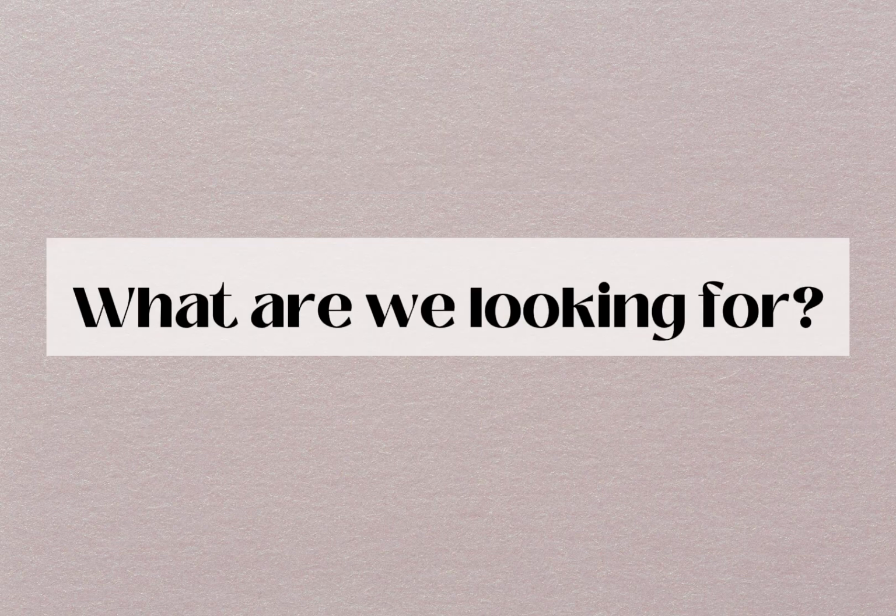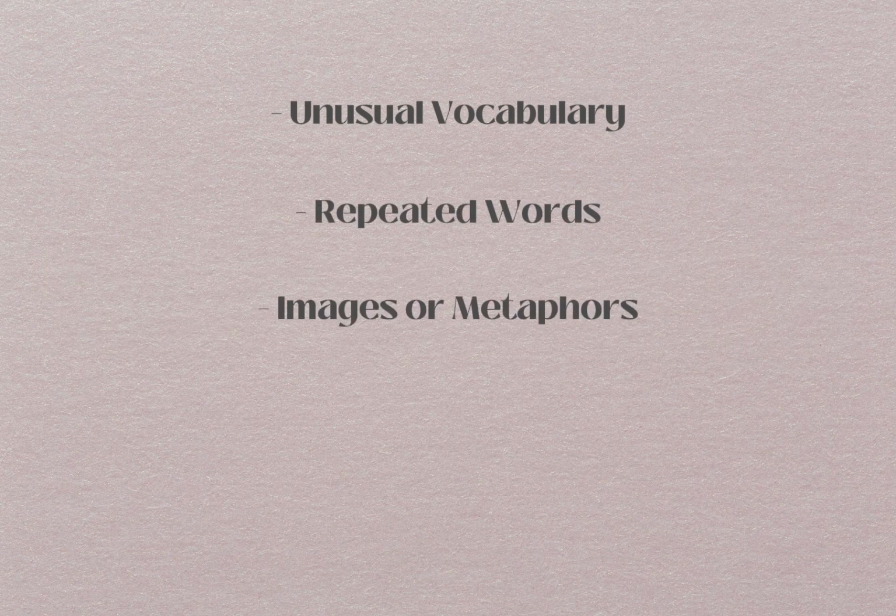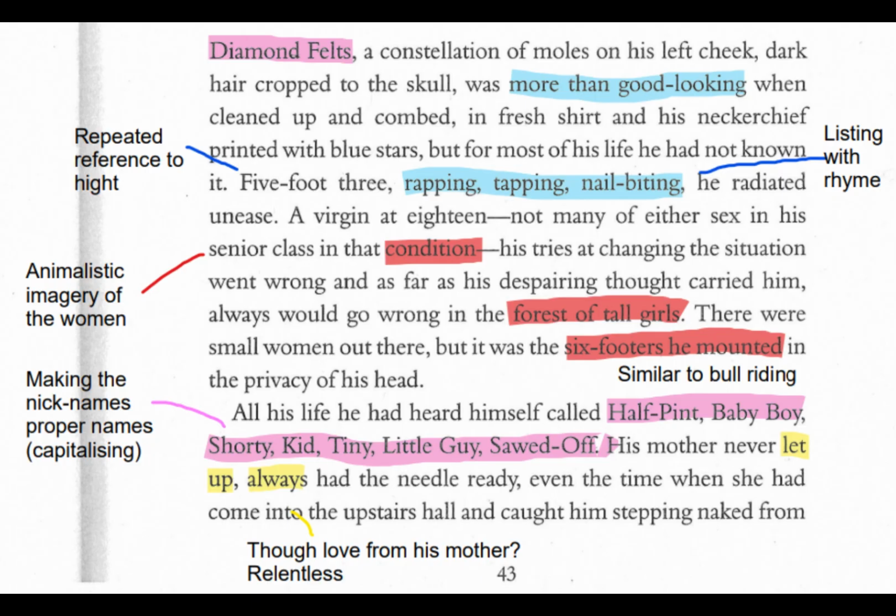When close reading, we're looking for the things within the text that draw attention to themselves, meaning the parts that don't quite fit. This list includes, but is not limited to, unusual vocabulary, repeated words, images or metaphors, italics, or footnotes that seem too long. It's likely that the writer has drawn attention to these aspects of the text for a reason. Some of these can be seen in the extract on screen from the mud below.